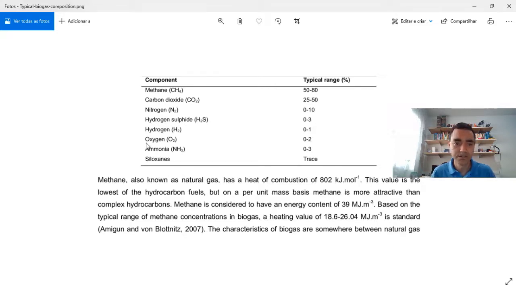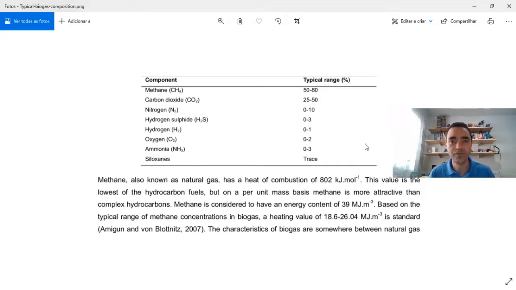And in some, we have siloxanes, and siloxane is a contaminant that we must remove from our process. Although it can be present only in traces, it is very important because when it is subjected to high temperatures, it can form a kind of silica or a kind of sand, and that can damage the equipment. And we can have hydrogen, ammonia, and depending on the origin of the trash, we can have H2S. That varies a lot from landfill to landfill.